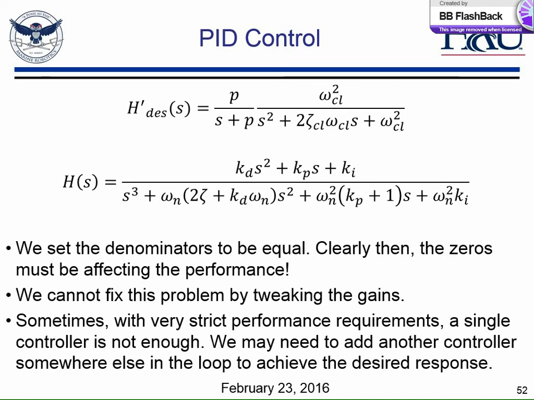And this is not a problem that we can fix by tweaking the gains, right? Theoretically, we could fix this by setting Kd equal to 0 and Kp equal to 0, but then that completely ruins the design requirement that we just made. So sometimes with really strict performance requirements, a single controller isn't enough to actually achieve those. So we've got to add another controller to the loop.